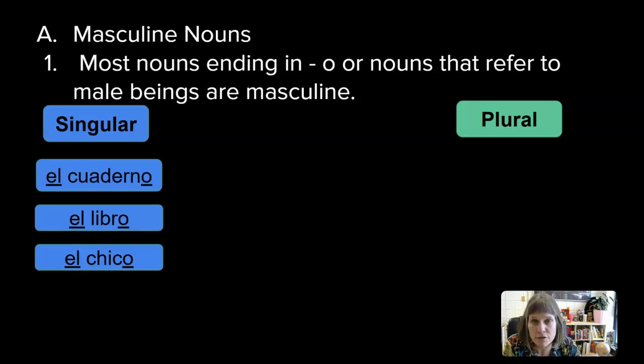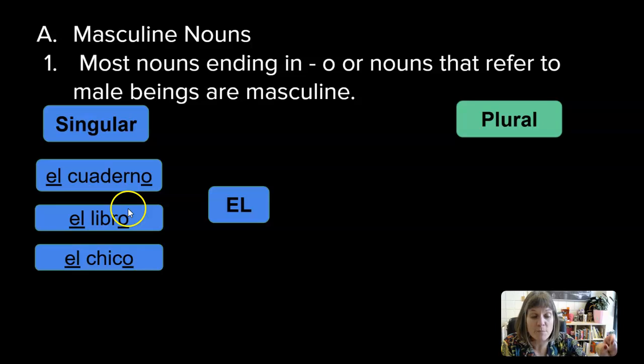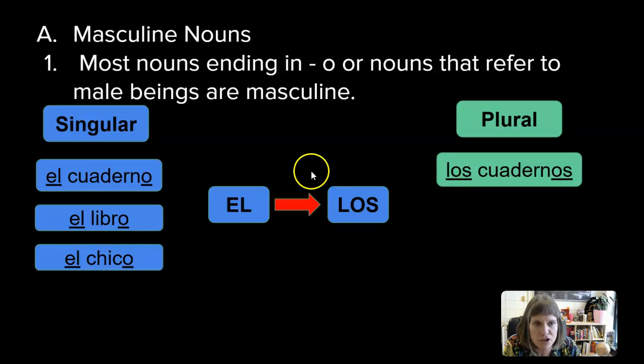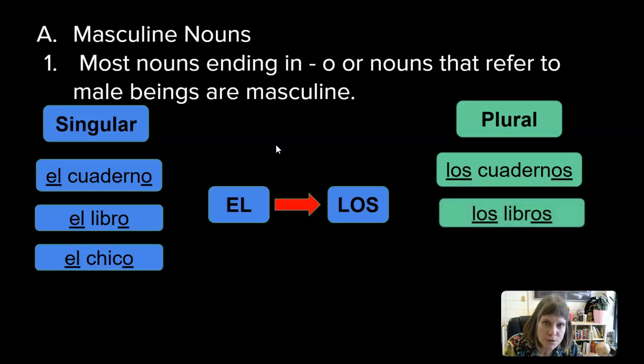Here what I'm talking about is your vocabulario de capítulo uno. We're going to be using a lot of your vocab. El cuaderno, notebook. El libro, book. El chico. These are all masculino. Why? Because they end in an O. So the definite article in front of them is going to be el. Let's make these plural. If I'm going to make these words plural, meaning more than one, el needs to change to los, and I need to add an s to the end. So el cuaderno is going to become los cuadernos. I changed the el to los, and then I added an s. El libro is going to change to los libros.